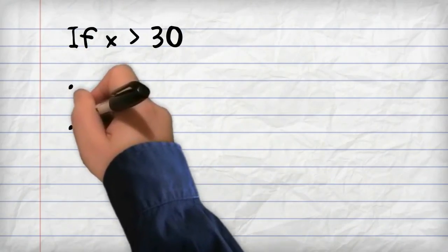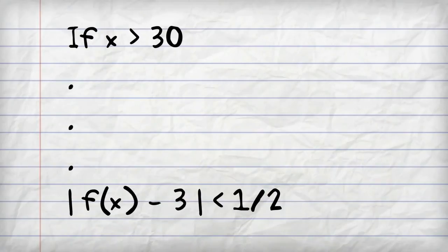And so then you get a scrap of paper and you say if x is greater than 30, and then you go dot dot dot. I won't put all the numbers here that you've done, and the final line will say that the absolute value of f(x) minus 3, because you want the distance from f(x) to 3 to be less than a half, so that'll be the last line. And you come and show me that, and I say, yeah, that's fine.